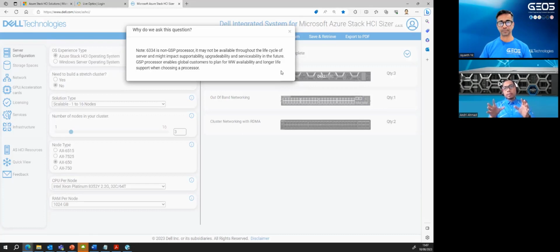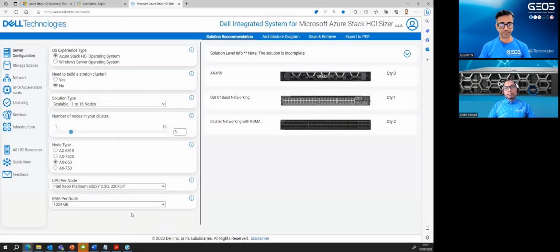So that's why we have selected a few CPUs, which is what we call a GSP processor, which is a globally, worldwide available processor. The other option is a non-GSP, where sometimes there's a risk throughout the life cycle that the CPU won't be available. So that's why we always recommend the GSP processor here. Got it. Cool. Right.